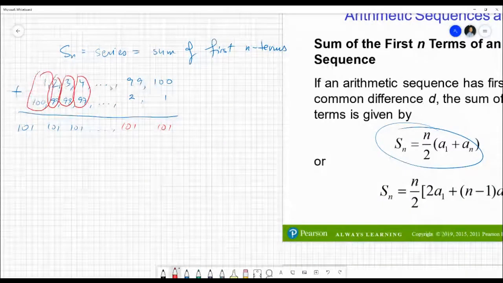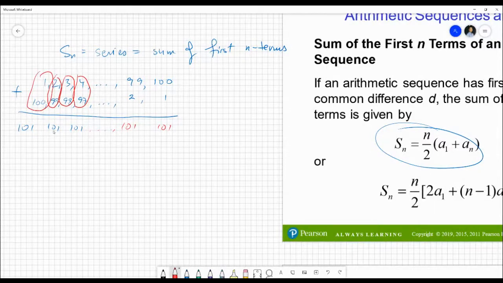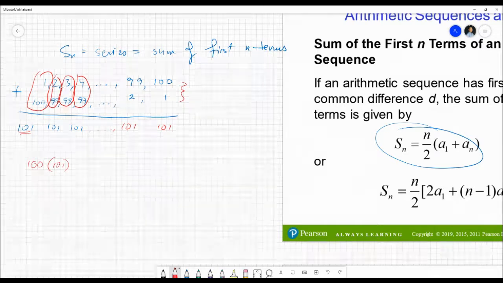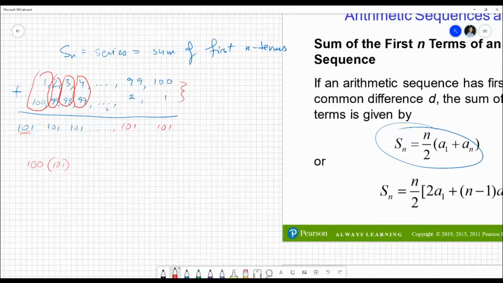So there are 100 numbers from 1 to 100. So what we can do is we can take 100 multiplied by 101, and that will give me the total of these two. So basically twice the sum of the sequence that we want. So therefore, we need to divide that by 2. Okay? So now let's look at the formula here.